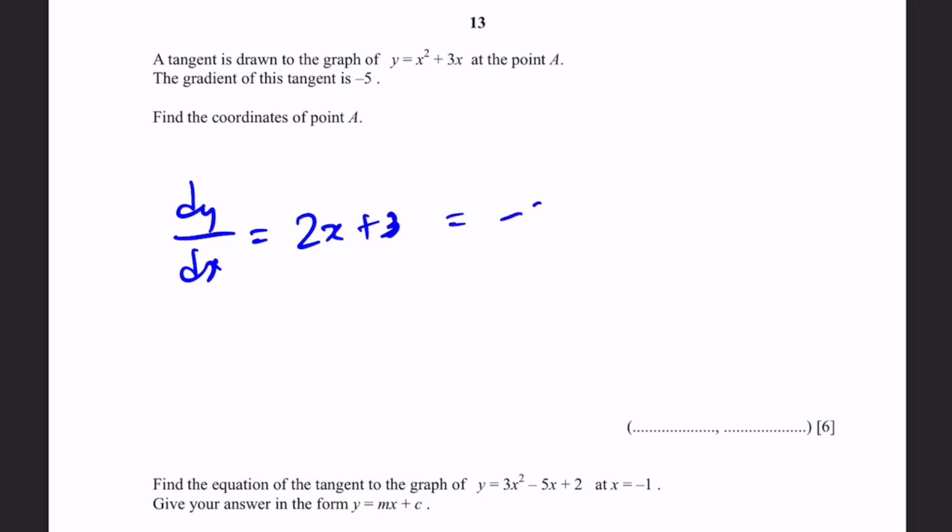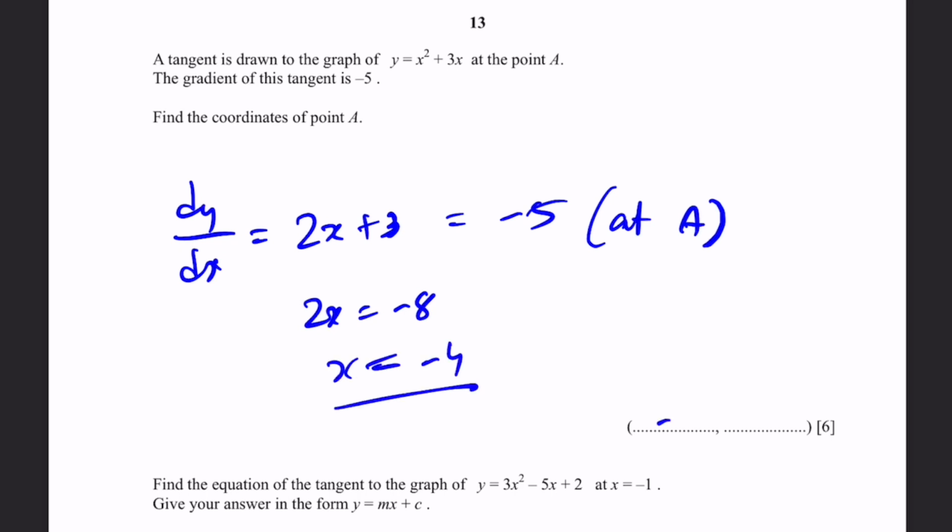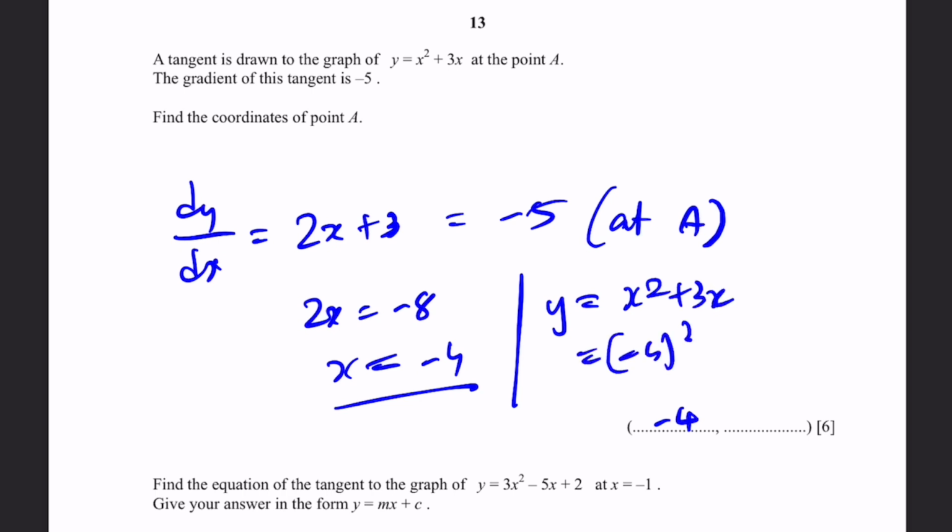Now, this has to be minus 5 since the gradient of the tangent is minus 5 at the point A. Now 2x is equal to minus 8, x is equal to minus 4. Now this is the x coordinate. Now as for the y coordinate, the y is going to be equal to x squared plus 3x, and in x equals minus 4, it's minus 4 the whole squared plus 3 times minus 4. And in this case is equal to 4. So that's our answer.